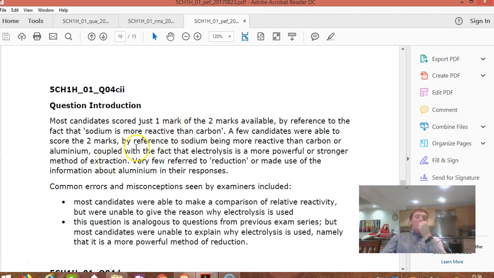Most candidates scored just 1 of the 2 marks available by reference to the fact that sodium is more reactive than carbon. A few candidates were able to score 2 marks by reference to sodium being more reactive than carbon or aluminium, coupled with the fact that electrolysis is a more powerful or stronger method of extraction. Very few referred to reduction or made use of the information about aluminium in their response.